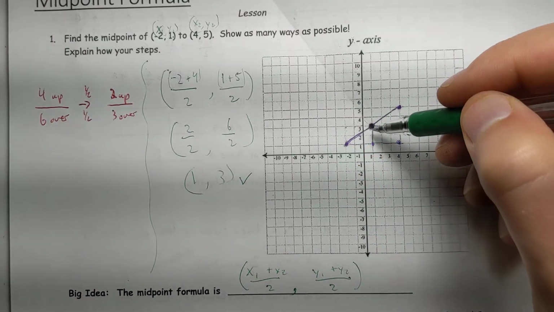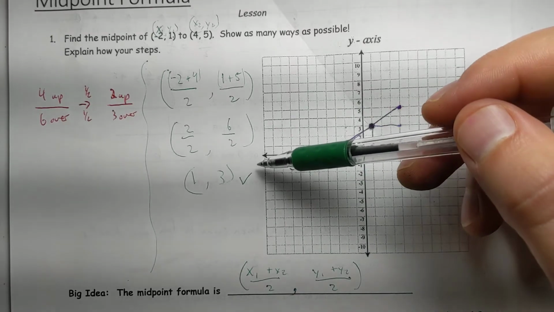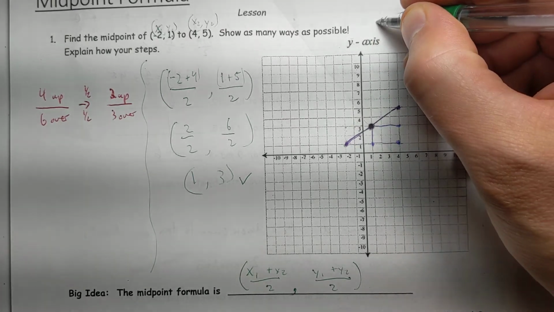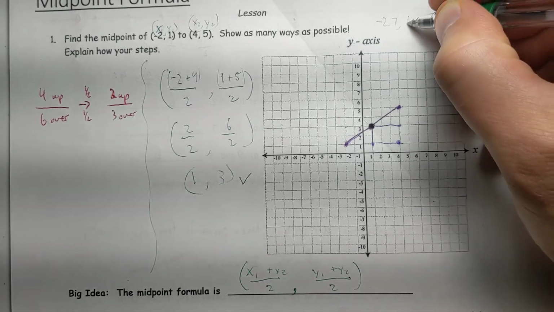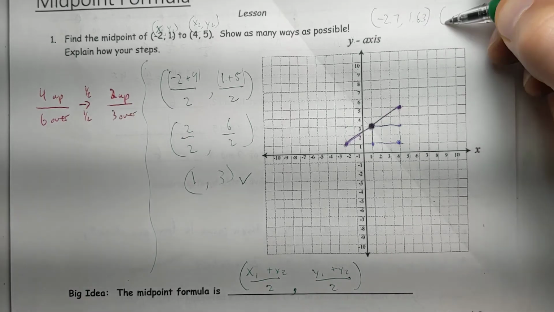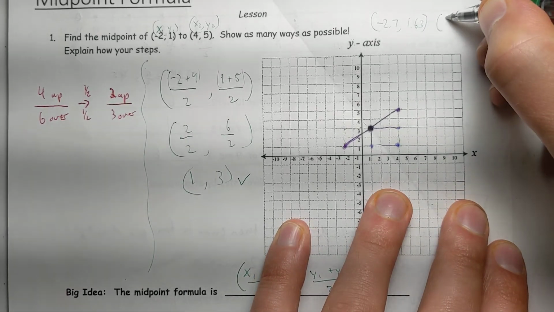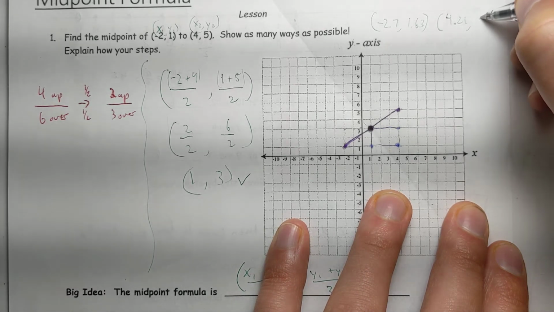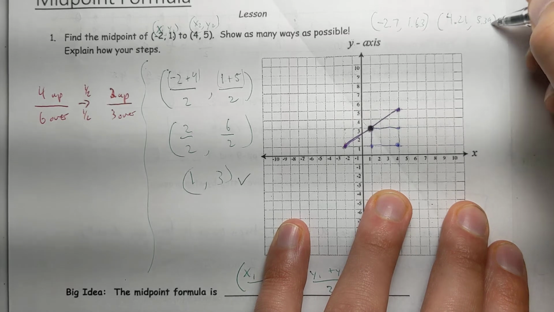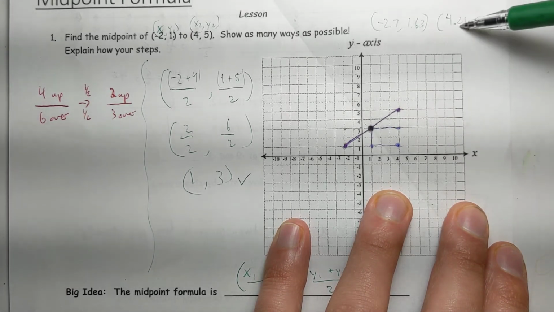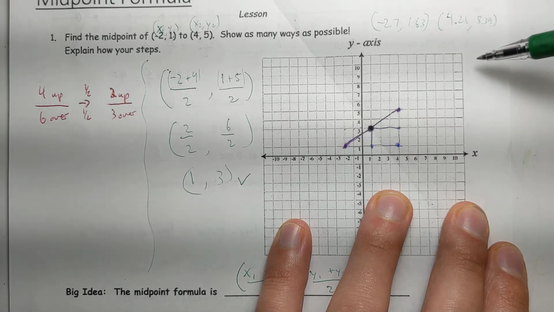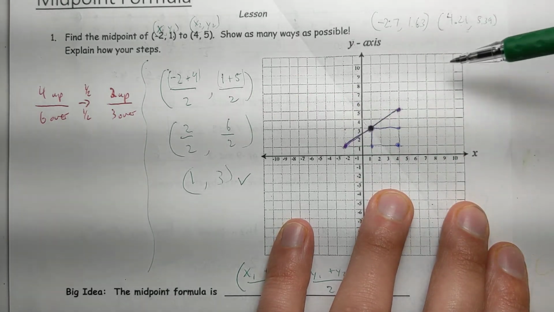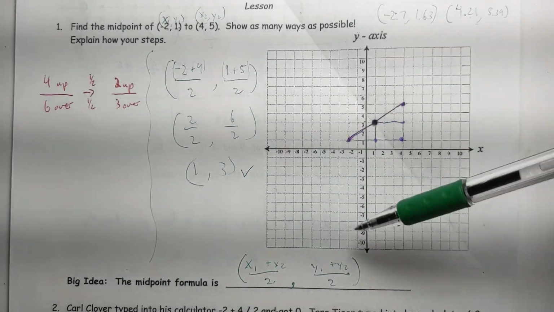So by all means, if it's nice whole numbers, you can use the slope method and just count. But if you get something that's a little bit tougher, like if it were, let's say, negative 2.7 comma 1.63, and let's say the other number was 4.21 and 5.39. And if you had to find the midpoint of these two numbers, well, that would be a little bit tougher and we probably wouldn't be able to count. So then we would want to use this midpoint formula, where we add the x's and divide by 2, add the y coordinates and divide by 2.